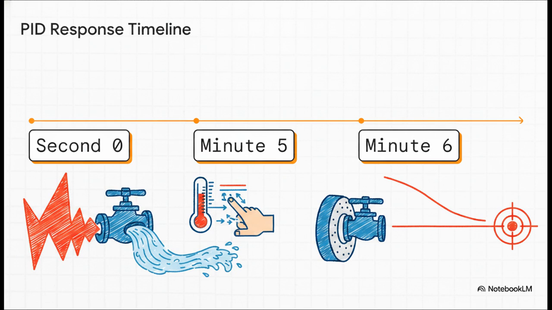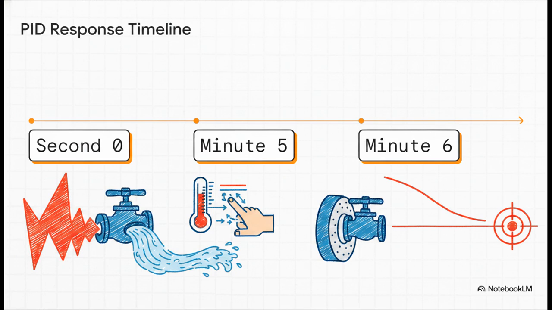But wait, the integral action has been watching. It realizes we've been exactly 1 degree too hot for 5 long minutes. So it steadily, slowly crawls that valve open from 70% to 75% to 78%. The temperature finally starts dropping perfectly.